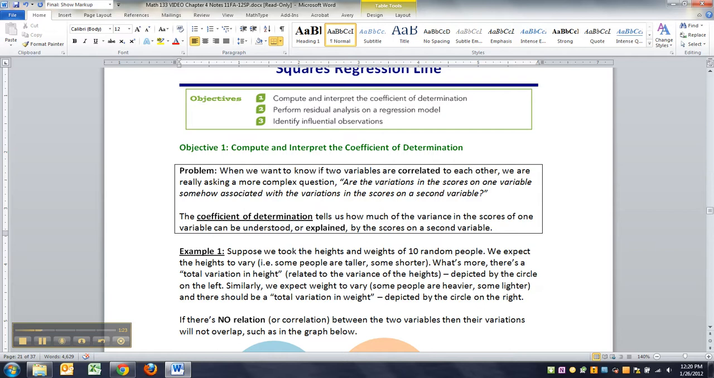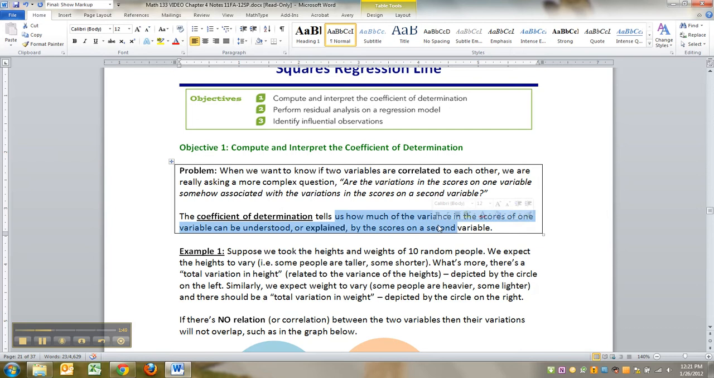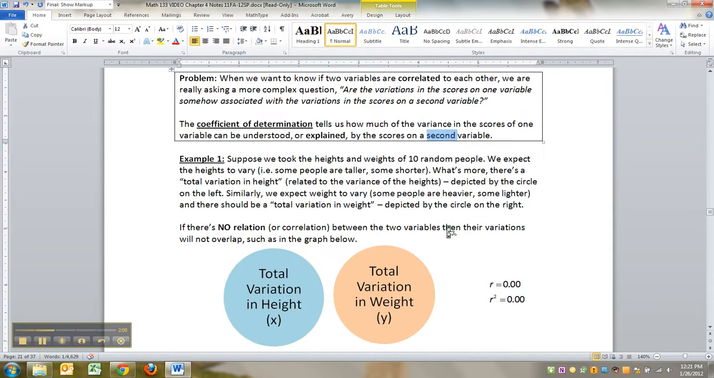He said, when we want to know if two variables are correlated to each other, we are asking a more complex question: are the variations in the scores on one variable somehow associated with the variations in the scores on the second variable? In other words, when you have two quantitative variables, does the up and down on one cause an up and downedness on the other one? Or, well, not cause, but are they related to each other? The coefficient of determination tells us how much of that variability, the up and down spread in the scores of the one variable, can be understood or explained by the scores of the other variable. Again, not caused by the other variable, just explained by.